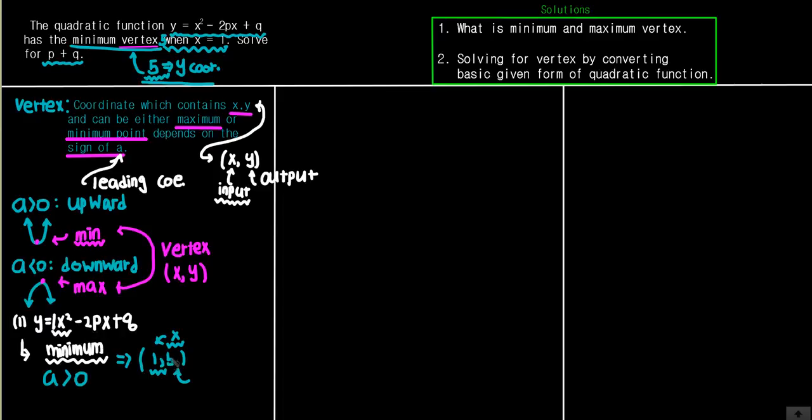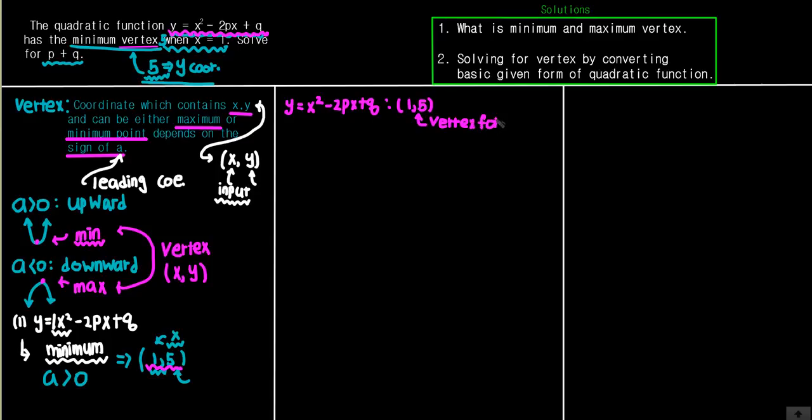So we figure out the minimum value, which is going to be the vertex of our function, which is (1, 5). Basically, we cannot solve for anything from this: y equals x squared minus 2px plus q. So I'll just write it down first. We cannot exactly solve it, but we got our vertex, which is (1, 5), which means we can convert this into a vertex form.